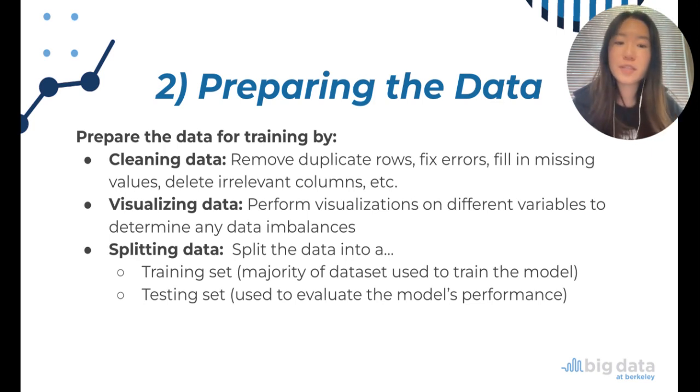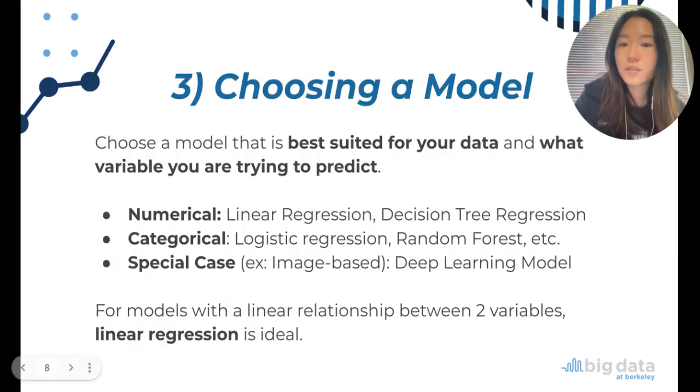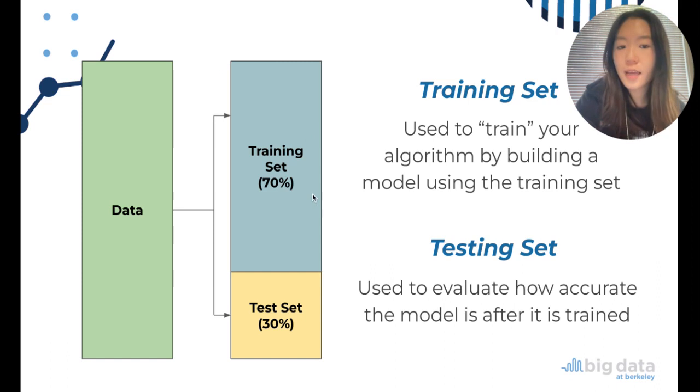And then the last thing we can do is split the data, which is going to be put into a training set. That's what we're going to be using to build the model. And then finally, an evaluation set that's going to be used to see how well our model performs in the third step, which is when we actually want to choose a model. So this is our training set, used to train your algorithm. The testing set evaluates how accurate the model is after it is trained.